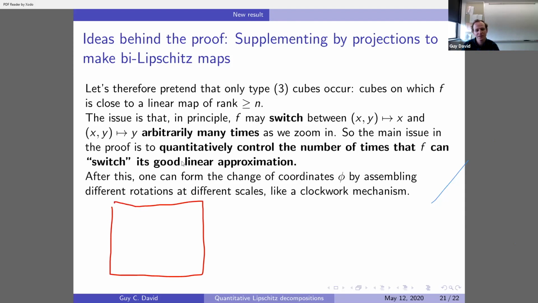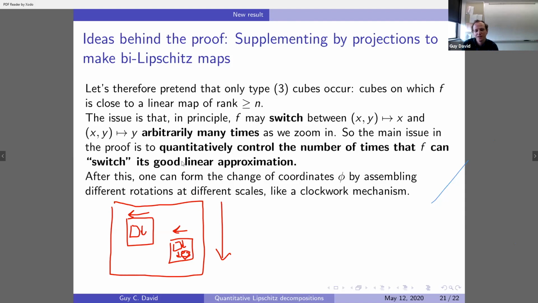So let me try to indicate. Maybe at the top scale, your mapping is close to the downward projection. But then you pass to a slightly smaller scale and your mapping looks more like this sideways projection. Then you pass to a smaller scale, and in here, your mapping looks like a sideways projection. Maybe there's a downward projection, and there's some smaller cubes. So you keep switching, but you control the number of times that this switching can happen. So there can only be 10 levels of this. Then it has to stabilize.